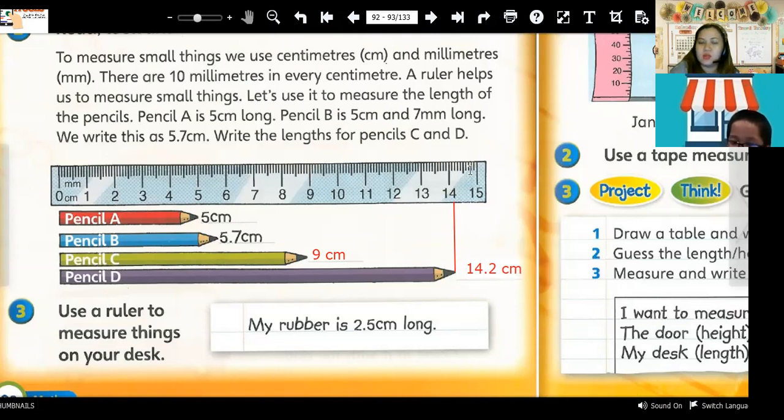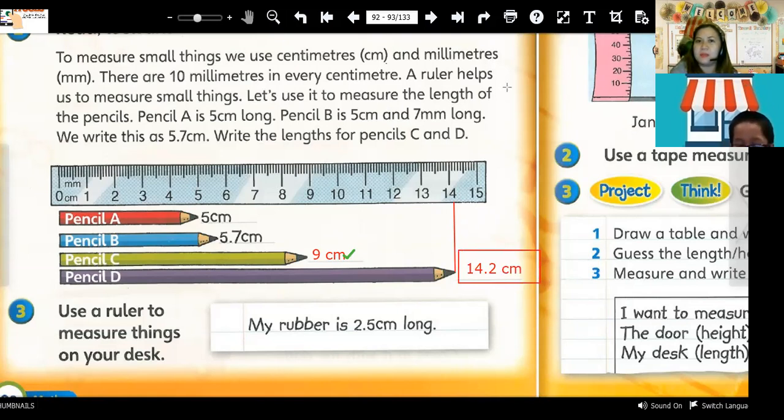Okay? So very good, B2. Okay, there you go. You can see pencil C is 9 centimeters long. That's correct. And pencil D is 14.2 centimeters. 14 centimeters and 2 millimeters long, but you can just write that one as 14.2 centimeters. Okay?